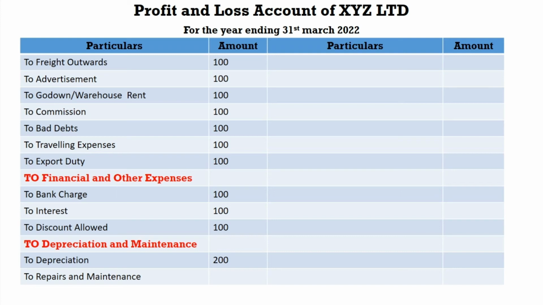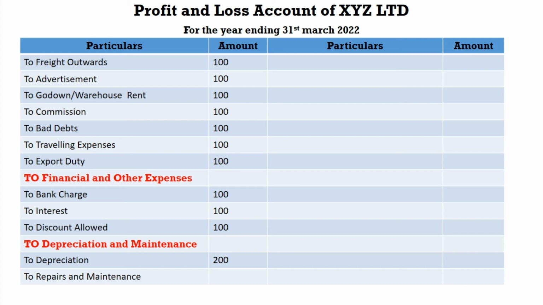Okay. Then traveling expense. For our product selling, the salesperson is using transport, or they are going to promote the item, so they are using transport and traveling, and that is called traveling expense. Okay. Export duty, the same thing. We are going to sell the export product, so we are going to pay the export duty.